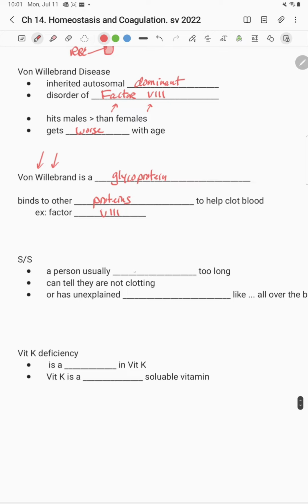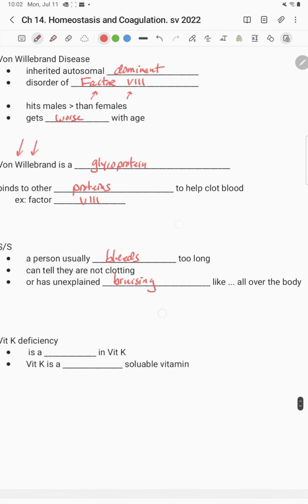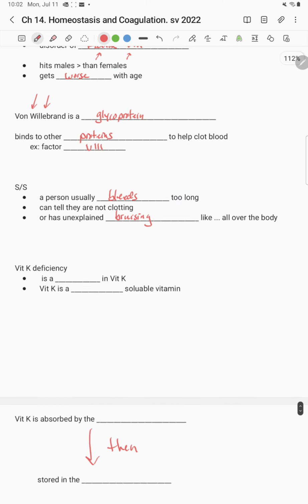Okay, signs and symptoms. A person usually bleeds too long, and they can usually tell that they're not clotting. That will be one of their complaints if they come in. Or has unexplained bruising, like all over the body. Some unusual bruising that seems to surface or happen for no reason.